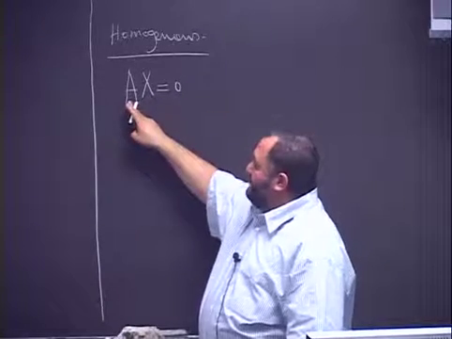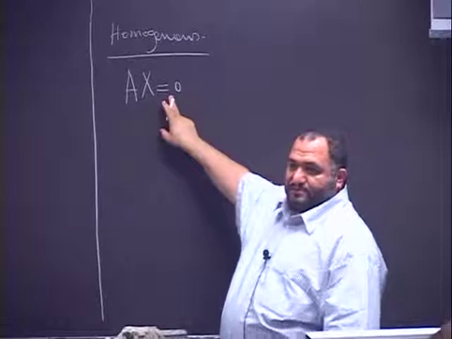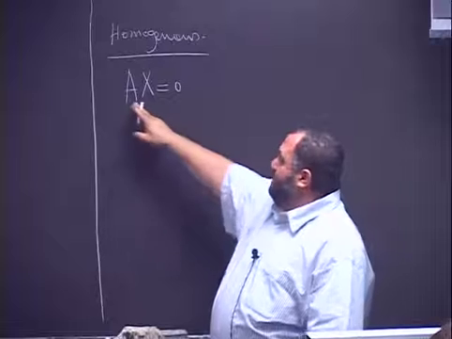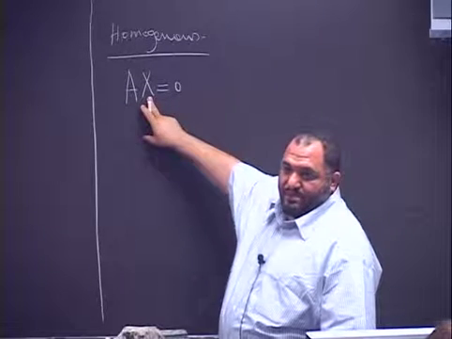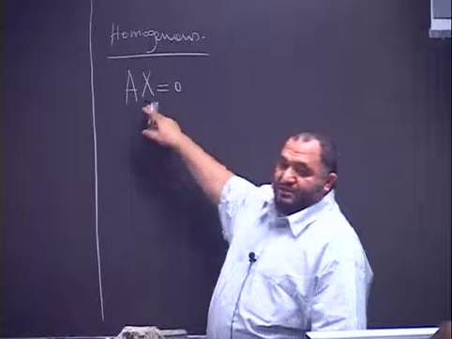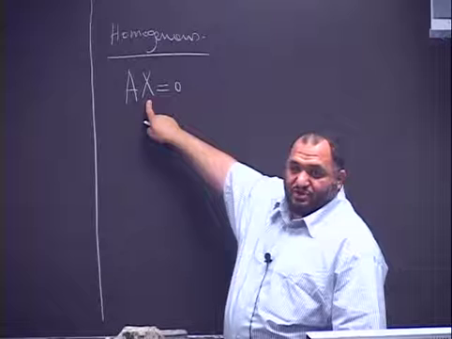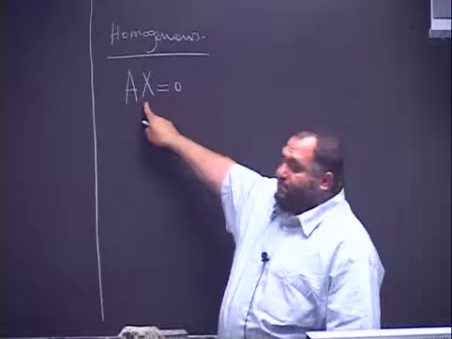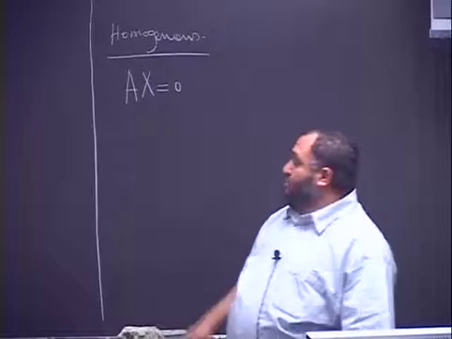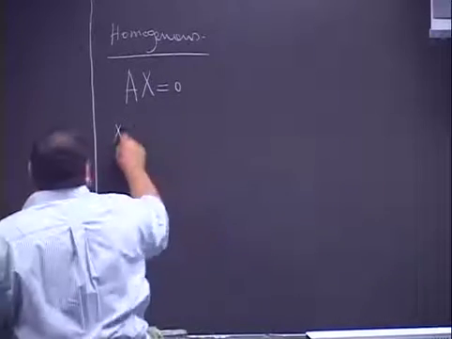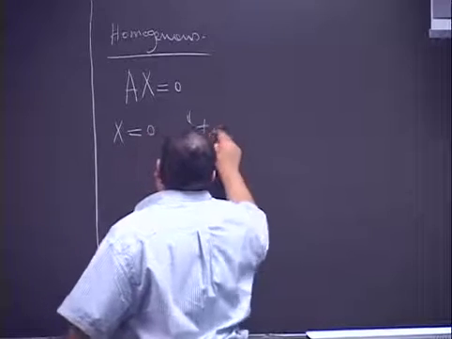If AX is equal to 0, a matrix multiplied by a vector equal to 0, there are two possibilities. The first possibility is that the vector x is equal to 0, because if you multiply two things and they equal 0, the vector x might be 0, or if x is not equal to 0, the matrix itself should be 0. The first possibility, that the vector x is equal to 0, is called the trivial solution.